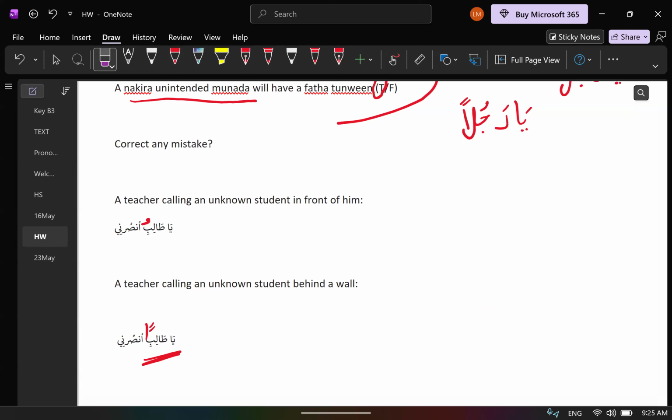So this situation is not necessarily only for a blind person or seeing somebody behind the wall. It can be anyone whom you don't know, but you want to address them from a group of persons. So for example, in a Jummah khutbah, the Imam can say Ya Musliman, ittaqullah.